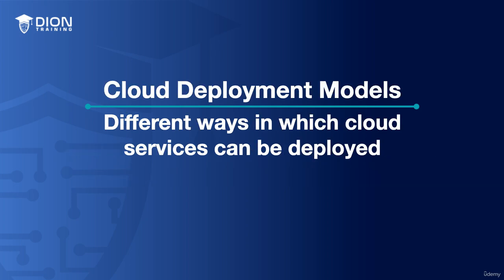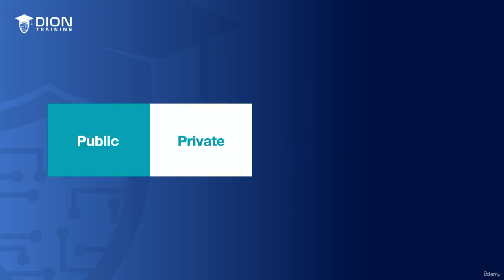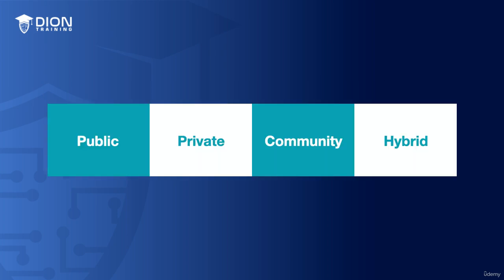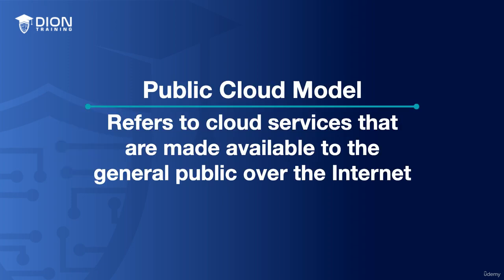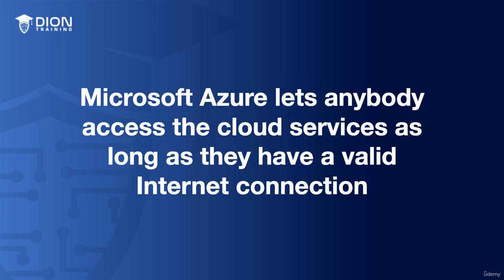Next, we need to talk about cloud deployment models, which are the different ways in which cloud services can be deployed. This includes public, private, community, and hybrid clouds. Now, the first deployment model we have is known as a public cloud model. A public cloud model refers to cloud services that are made available to the general public over the internet. An example of a public cloud service is something like Microsoft Azure, where anybody can access these cloud services as long as they have a valid internet connection and they pay a fee using their credit card.